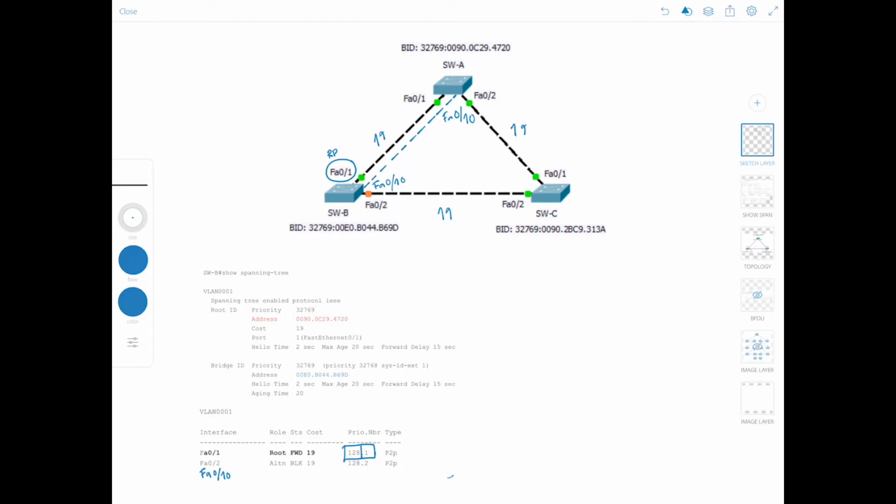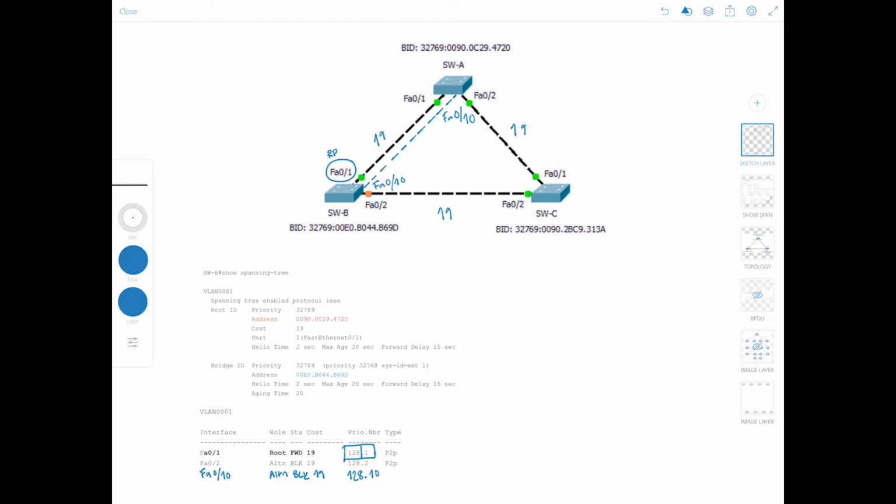So it would also be alternate blocking with a cost of 19 and a port ID of 128.10. So in spanning tree, lower is better.